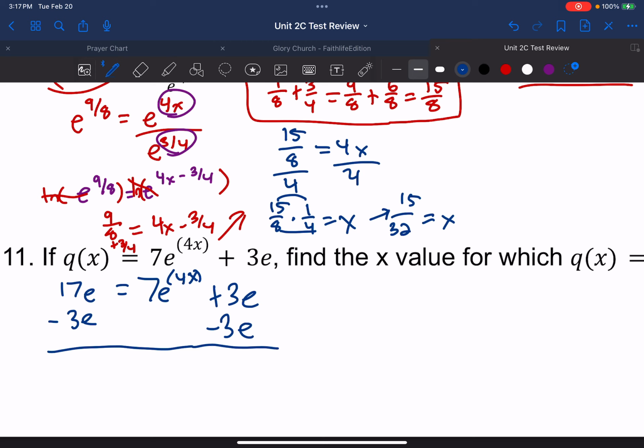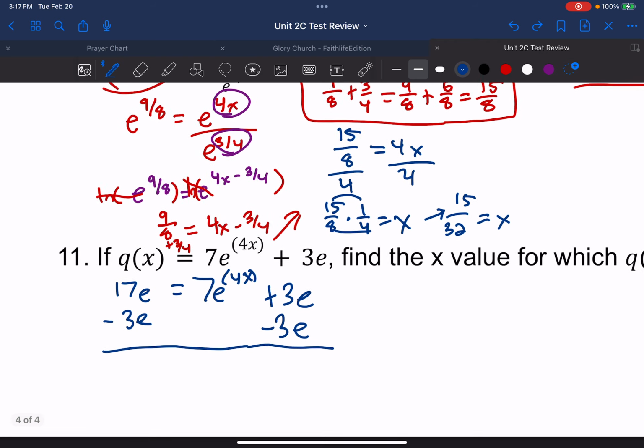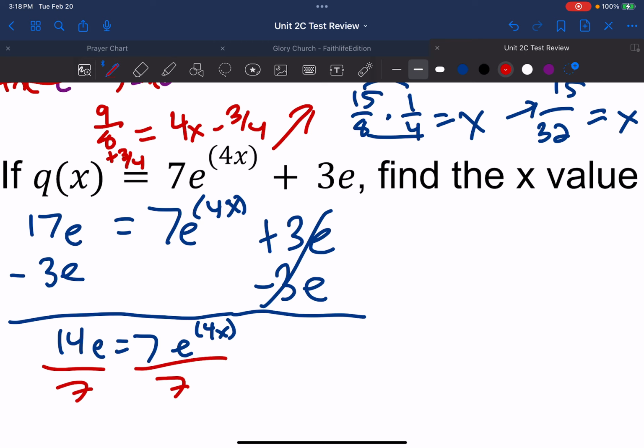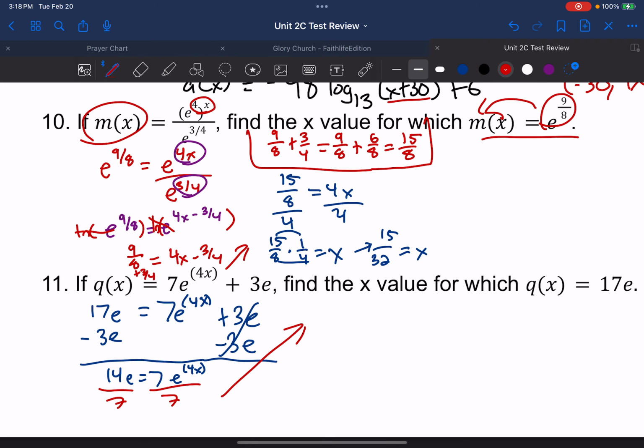Minus 3e on both sides, because I need to get a single e on both sides. Because this is just e to the 1, and this is just e to the 1, I can subtract them on both sides. That's the difference here. So that gives me 14e equals 7e to the 4x. And because this 7 isn't attached to the exponent, I can just divide by 7. And that gives me 2e equals e to the 4x.